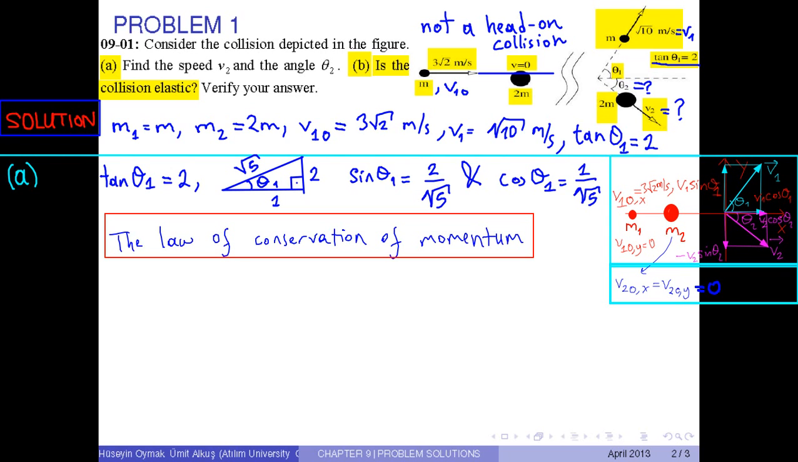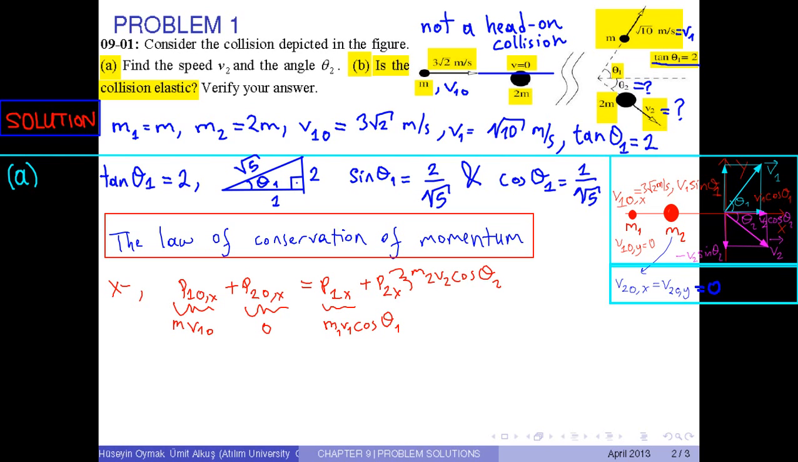We are going to use the momentum conservation. The momentum conservation in the x direction is m1 times v10, which is the initial momentum of mass m, plus 0, which is the initial momentum of mass 2m since v equals 0. And the final total momentum in the x direction is m1 times v1 times cosine theta 1, which is the final momentum of mass m, plus m2 times v2 times cosine theta 2, which is the final momentum of mass 2m in the x direction.